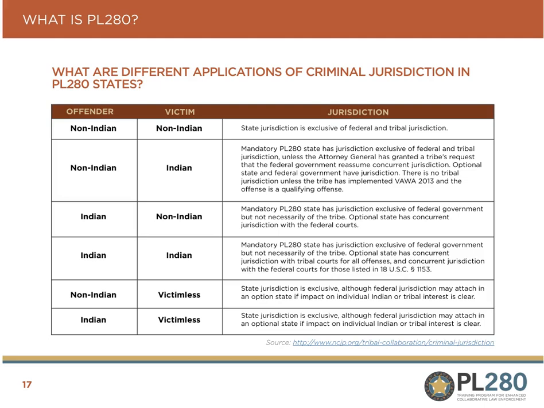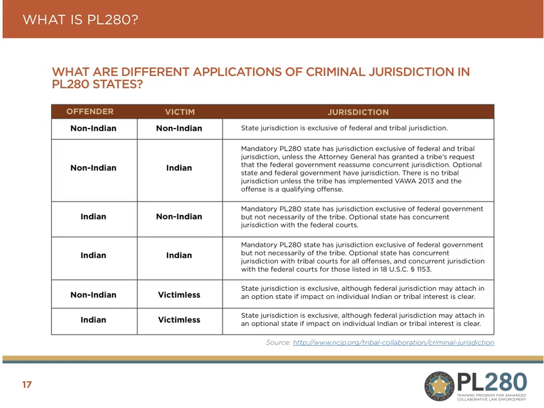If both the offender and victim are Indian, then a mandatory PL280 state has jurisdiction exclusive of the federal government, but not necessarily of the tribe. An optional state has concurrent jurisdiction with tribal courts for all offenses, and concurrent jurisdiction with the federal courts for those listed in this U.S.